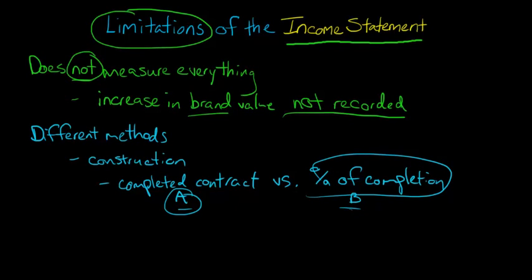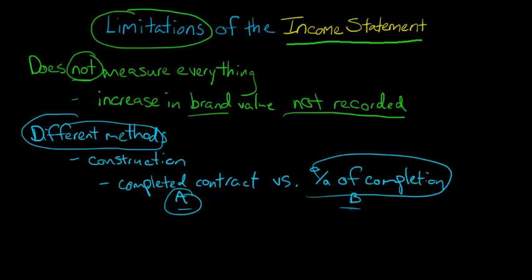So firms have the right to use different methods for certain types of activities, be it construction or even depreciation methods. Because of that, we can't just look at one income statement and look at another and say, okay, these two firms have this type of net income and therefore we can draw this conclusion. We have to take into consideration the different methods that these firms use.